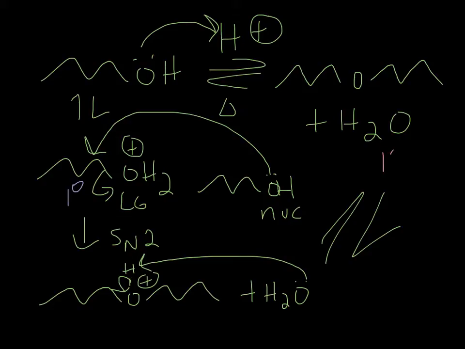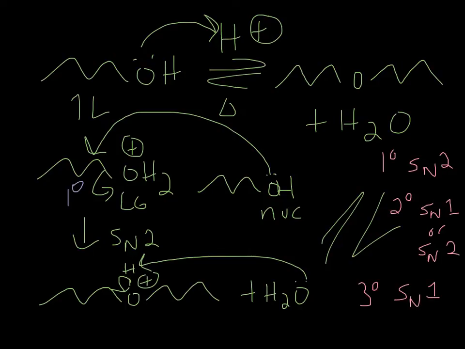So if we have a primary, we're definitely going to see an SN2 mechanism for this type of reaction. Secondary can be SN1 or SN2. It just depends on how bulky the substrate is. And a tertiary system would definitely be SN1. It's too crowded for concerted attack while the leaving group leaves, and a tertiary carbocation is relatively stable.